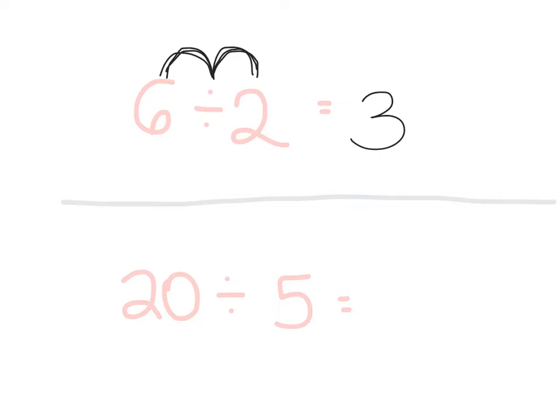Down at the bottom we have 20 divided by 5. We need to think how many 5's fit into 20. How many 5's divide into 20? Well, 5, 10, 15, 20. That's 4 5's that divide into 20.